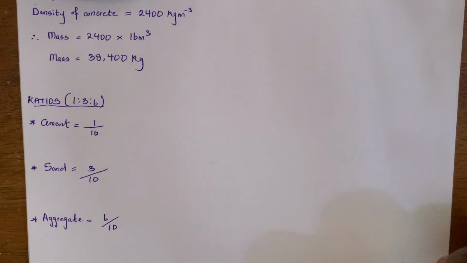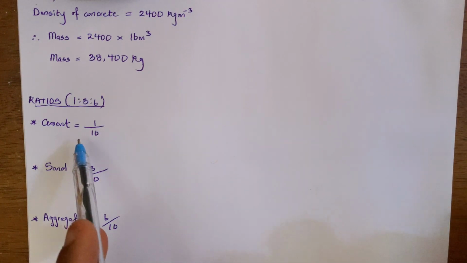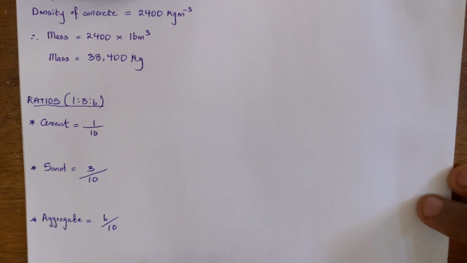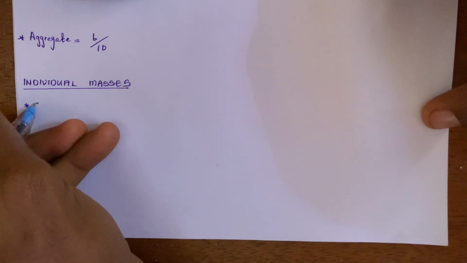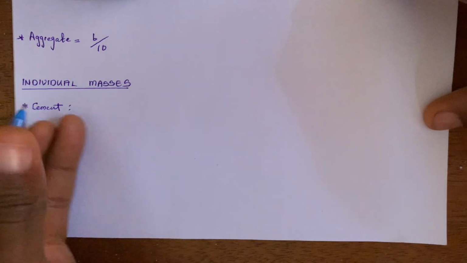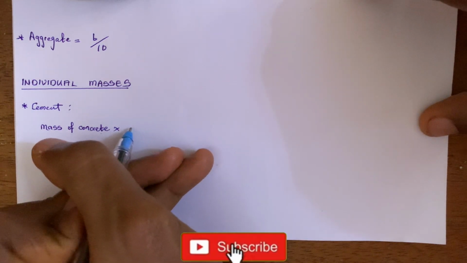So the next thing now, we are going to be using these ratios to determine the individual masses of the materials. So first on our list is the cement. We know that the cement has a ratio of 1/10. So we're going to be using the formula mass of the concrete multiplied by the ratio. So to determine the individual masses, the first on our list will be for the cement. So for the cement, we know that the mass of concrete multiplied by the ratio for the cement.